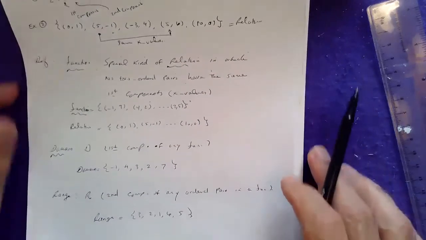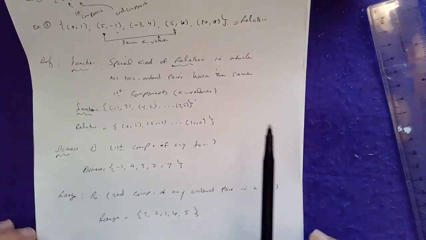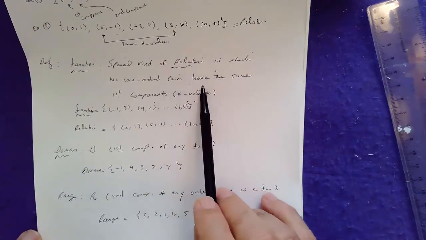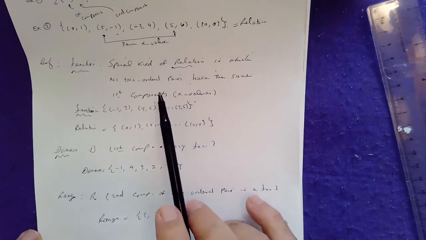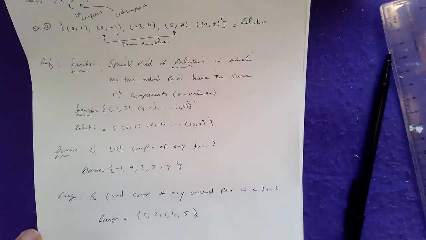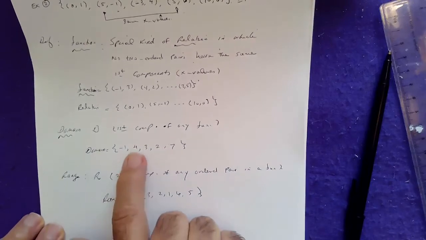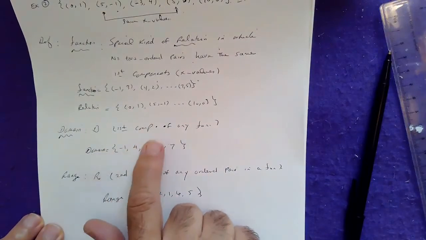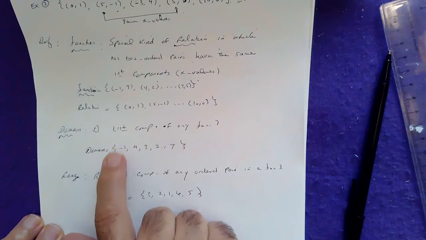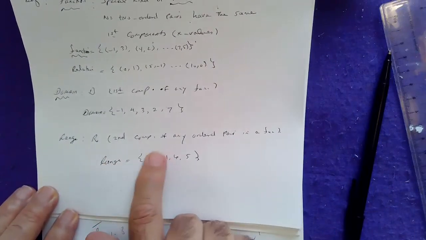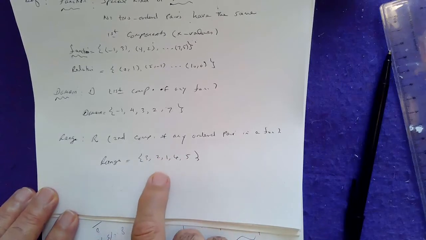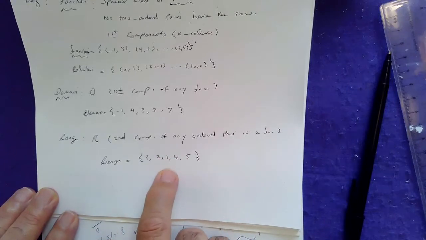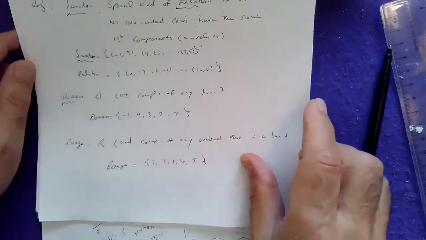Once again, a function is a special kind of relation in which no two ordered pairs have the same x values. Once you make sure no two ordered pairs have identical x values, then the first components of those ordered pairs are called the domain, and the y values of all those ordered pairs in a function are called the range. So that's domain and range.